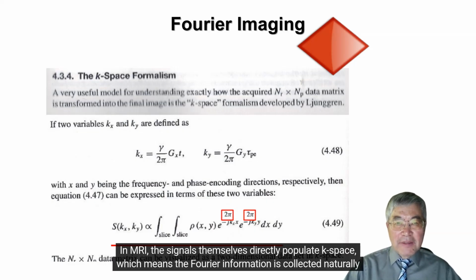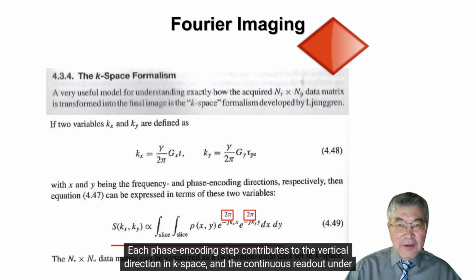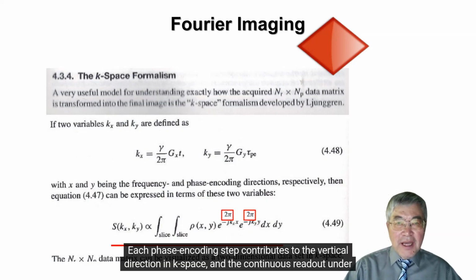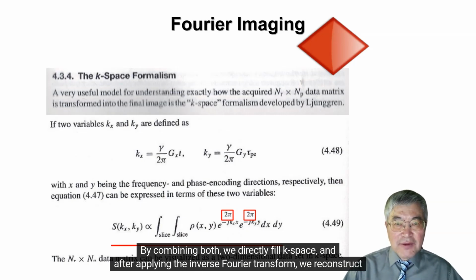In MRI, the signals themselves directly populate K-space, which means the Fourier information is collected naturally as part of the measurement. Each phase encoding step contributes to the vertical direction in K-space, and the continuous readout under the frequency encoding gradient sweeps across the horizontal direction. By combining both, we directly fill K-space, and after applying the inverse Fourier transform, we reconstruct the final image.